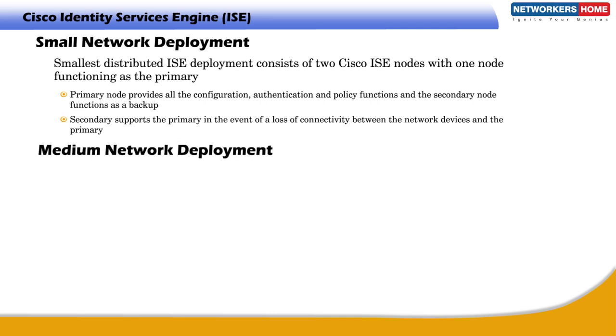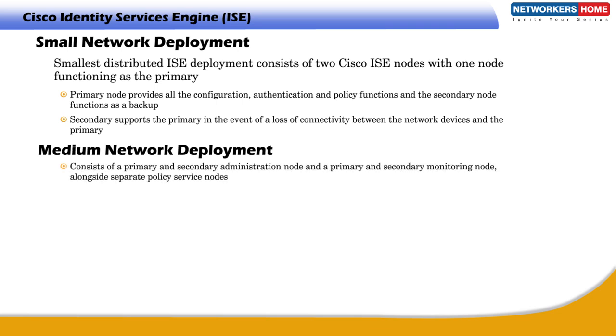Medium network deployment. As the size of your network grows or you want to expand your ISE topology, you need to start adding more nodes, and with a medium sized deployment, start dedicating nodes to login and administration. The medium-sized deployment consists of a primary and secondary administration node and a primary and secondary monitoring node, alongside separate policy service nodes.